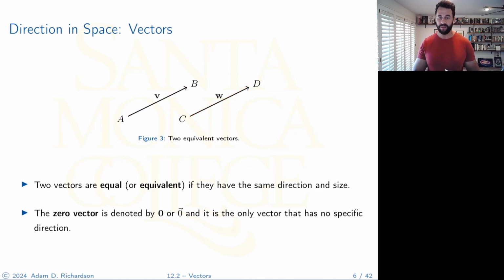That's the idea. The zero vector is denoted by a bold zero or a zero with an arrow over the top. And it's the only vector that has no specific direction. It is unique in that way. The zero vector is the only vector that doesn't have a direction.